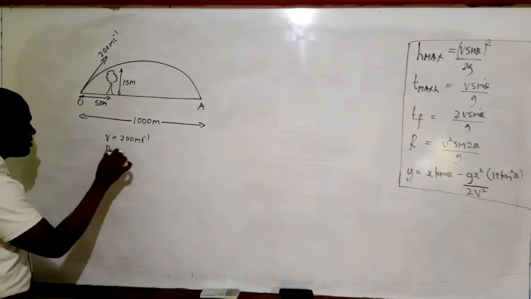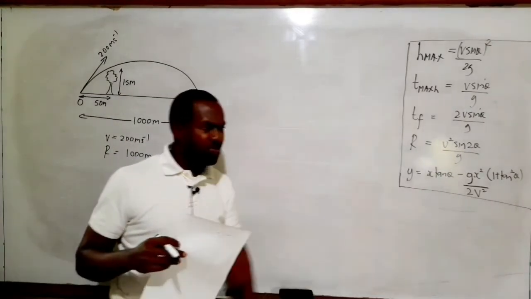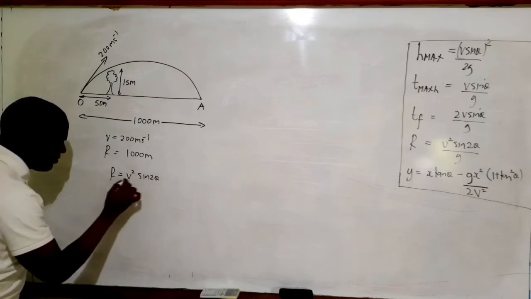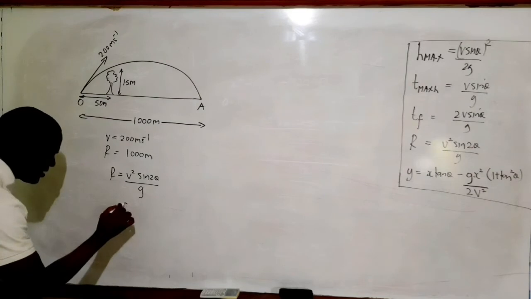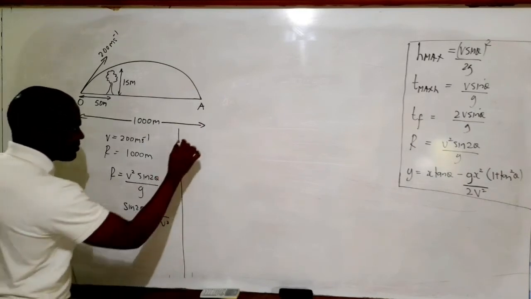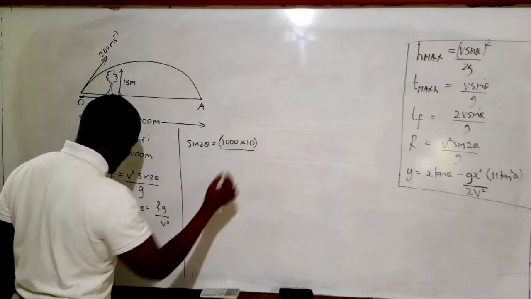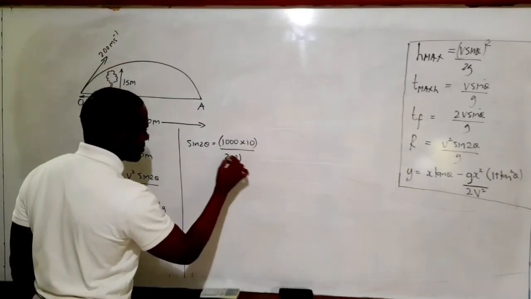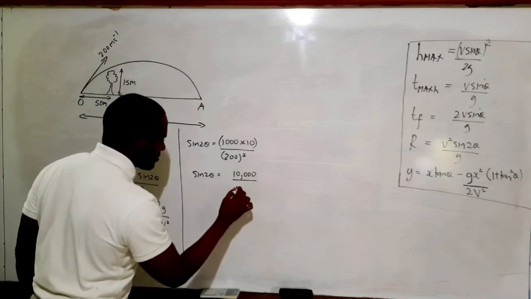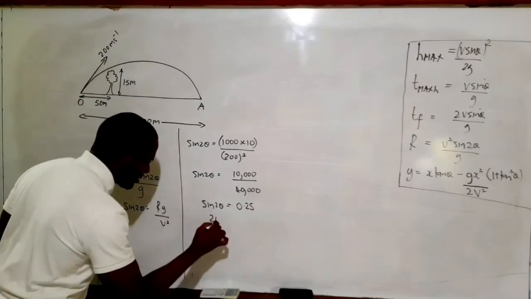and the horizontal range R is equal to 1,000 meters. So what we will do is use our range to find the possible angles of projection. We're going to say that R is equal to V squared sine 2 theta over G. So this means that sine 2 theta is equal to RG over V squared. So we have sine 2 theta is equal to R, which is 1,000, times G, which is 10, divided by V squared, which is 200 squared. So sine 2 theta is equal to 10,000 divided by 40,000, so sine 2 theta is equal to 0.25. And so 2 theta is equal to the sine inverse of 0.25.